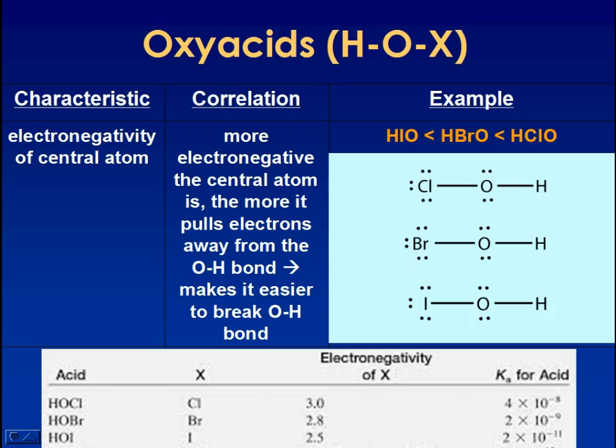I will never ask you to compare something like HIO2 and HClO3. I would either ask you to compare oxyacids with different nonmetals and the same number of oxygens, or I would ask you to classify oxyacids with the same nonmetal and different numbers of oxygen atoms.